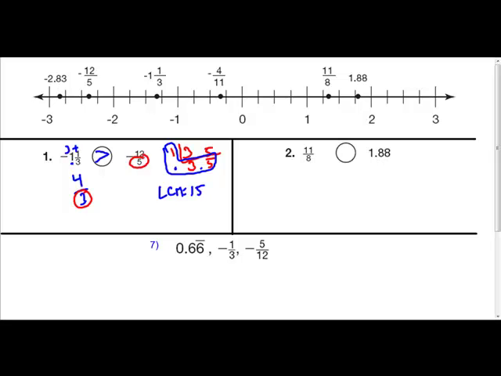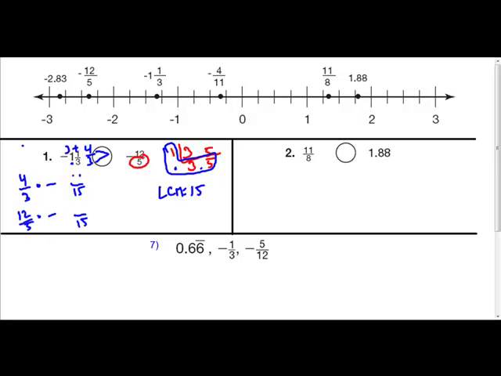So now we need to convert 4/3 and 12/5 into fractions over 15. So I'm going to write 4/3 up here so we'll remember it. 4/3 and 12/5. And we need to multiply them by something to turn them into fractions over 15. So we use a magic 1.